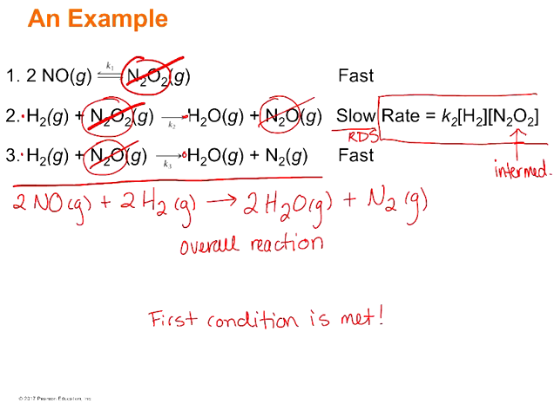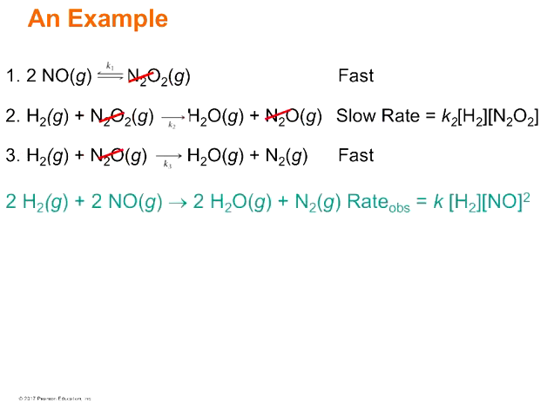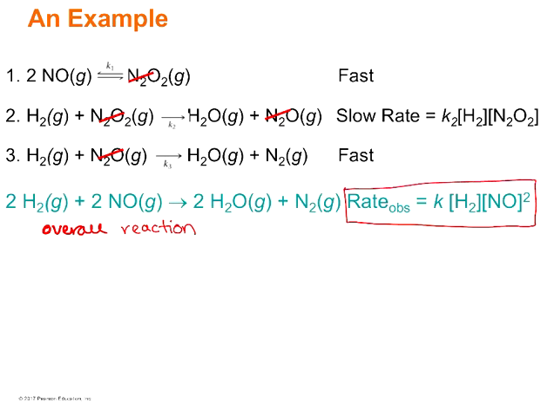In fact, our observed rate law, so this is determined experimentally, is equal to K times H2 times NO squared. So these two do not match, and we need to make sure that they actually match each other. Okay. So again, our first condition was met. This is our overall reaction, and it's the same as what we determined on the last slide. But again, our observed rate law that was determined experimentally does not match what we would predict from our rate determining step.